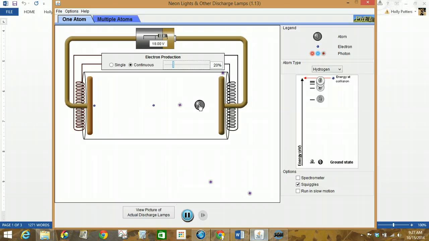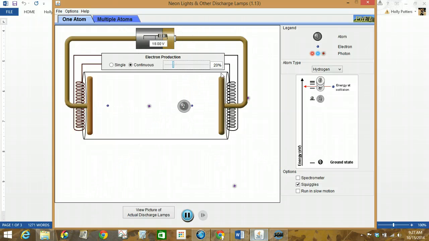Notice if I pull it back even further, so that, let's say I have my energy at collision right above energy level 3, then I can see jumps potentially going up to 3 or up to 2 and then back down again. Notice the other thing we can do to change the energy at collision is the voltage.